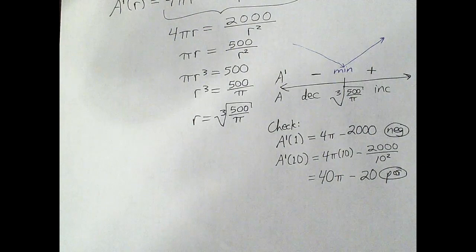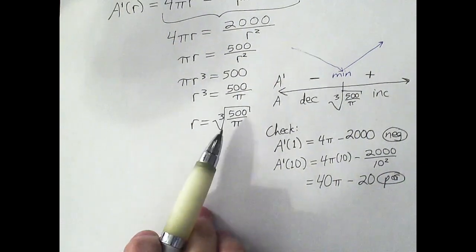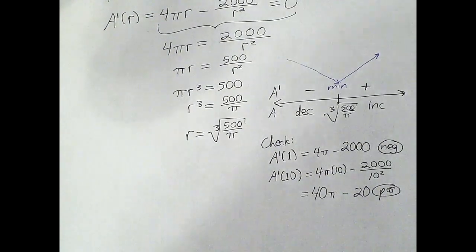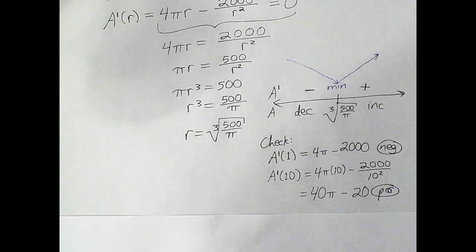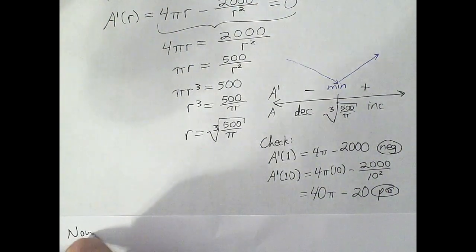Okay, well, we're not done, right? I mean, we verified that this is the correct radius. So we've got half of the answer. The question was, what's the best shape to make the cylinder? The cylinder has a radius and a height, so we need to figure out the height. All right, so now find h.